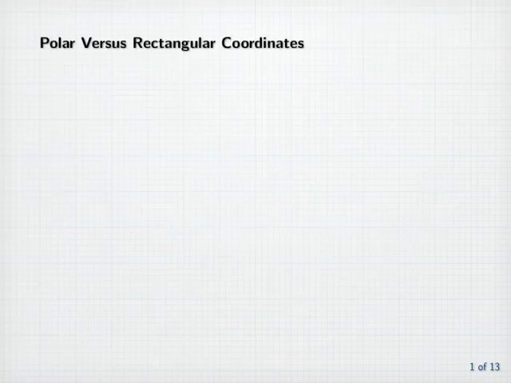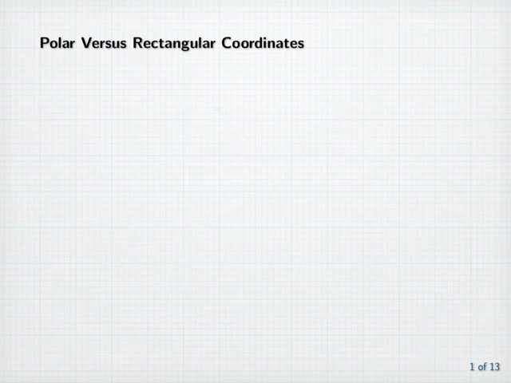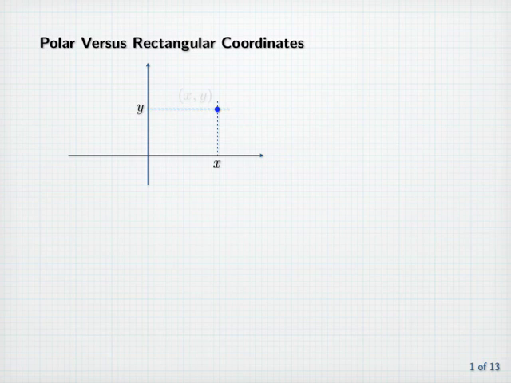Polar versus rectangular coordinates. Rectangular coordinates are the usual x-y coordinates that we use to describe positions of points in the plane relative to two perpendicular axes. Notice that a given point lies at the intersection of a vertical line along which x is constant and a horizontal line along which y is constant.